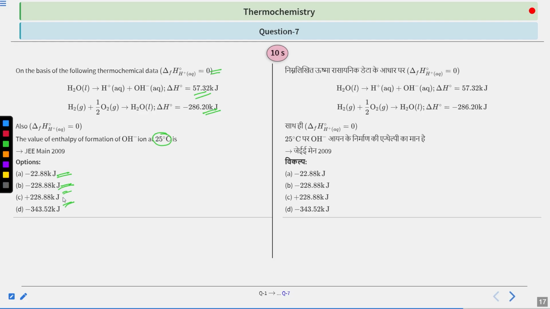So what will be the key point for this question? In this question, you have to find the formation of OH minus. Now, what are the standard things that can be used to form OH minus? First, you have to recognize them, and then you have to write the standard equation for the formation of OH minus. After that, you will utilize these two equations accordingly, so that you can get your final answer. Okay, so you have 10 seconds to solve this question. Your time starts now.